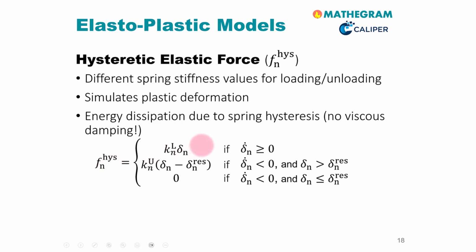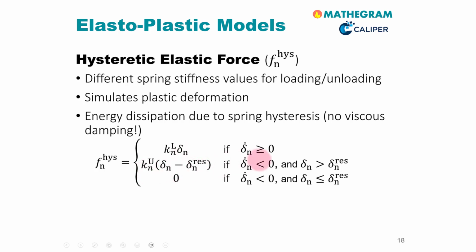As already mentioned before, we have to differentiate between a loading phase and an unloading phase. For the loading phase, which is characterized by delta n dot larger than 0, we use a loading spring stiffness. The loading spring stiffness here is denoted as Kn^L, and we use this spring stiffness simply multiplied by the normal overlap to calculate this normal force.